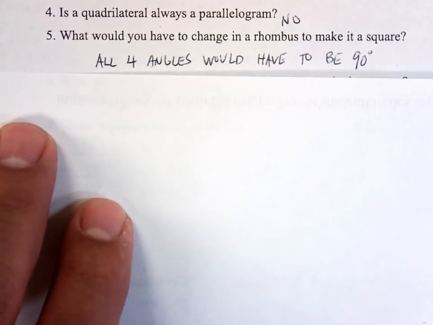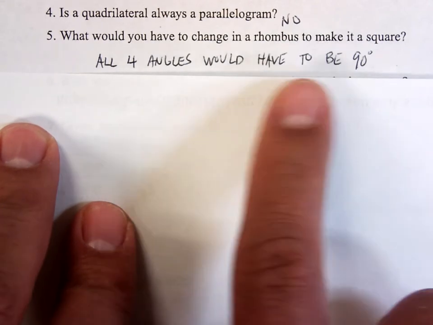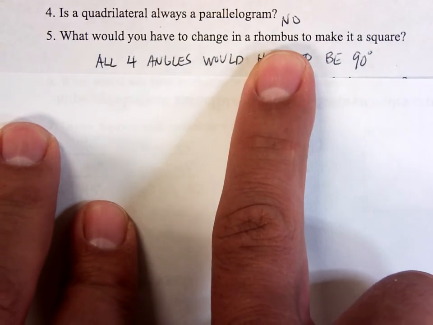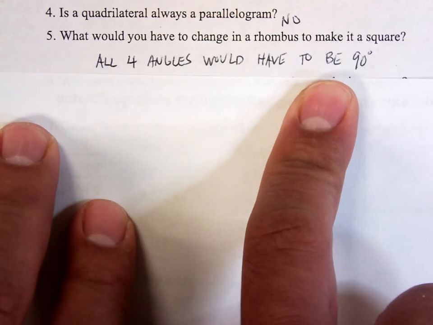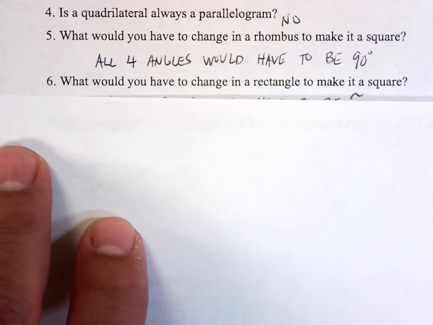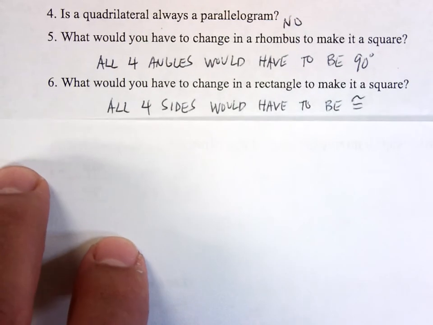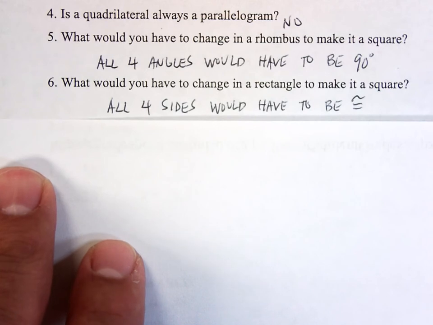A rhombus has all my sides the same, but all my angles are not necessarily 90 degrees. If I had a rhombus, if I had all my sides the same and I knew all my angles were 90 degrees, I would have a square. What would you have to change in a rectangle to make it a square? I would need all my sides to be the same.